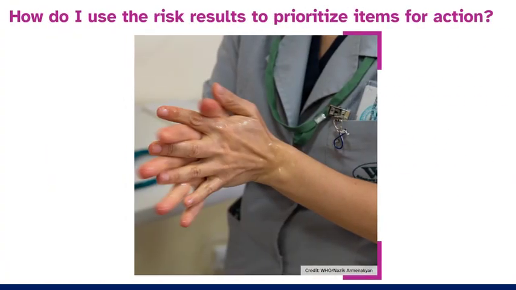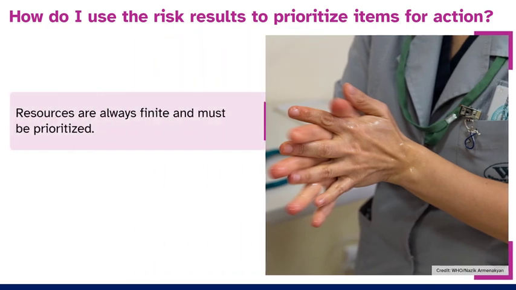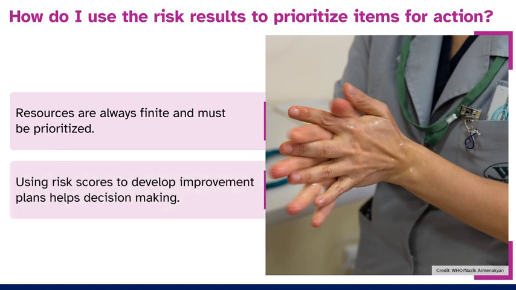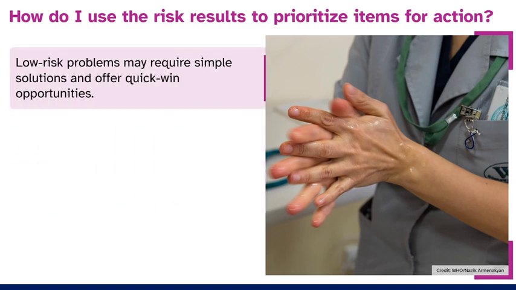All healthcare facilities, whatever the setting, will have finite resources, both financial and human. Facilities need to prioritize where their resources are used. Using risk scores to develop a facilities improvement plan helps decision making. By sorting problems based on severity and likelihood of impact, urgent issues are addressed first, ensuring user safety and operational efficiency. Some low risk problems require simple solutions and often quick win opportunities.